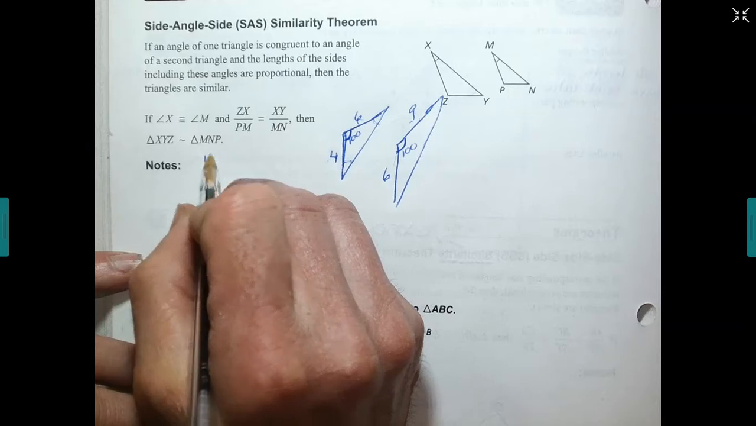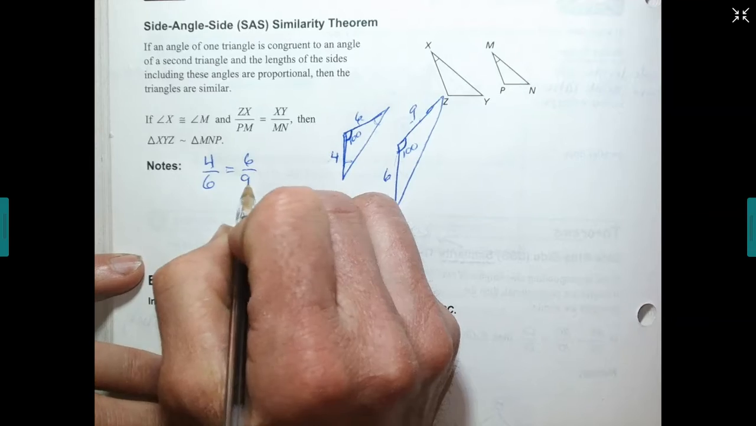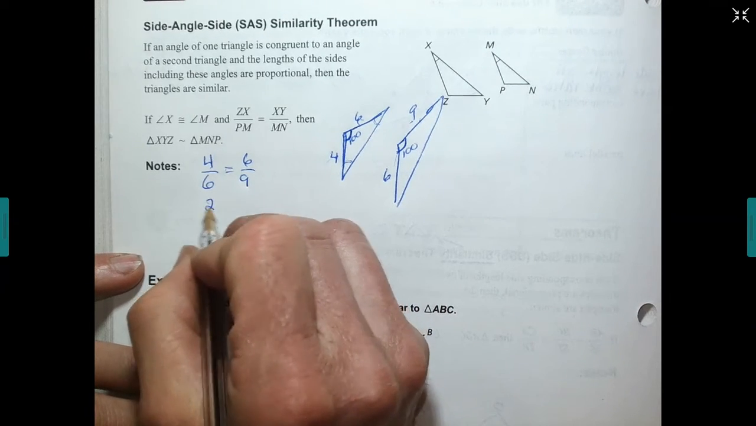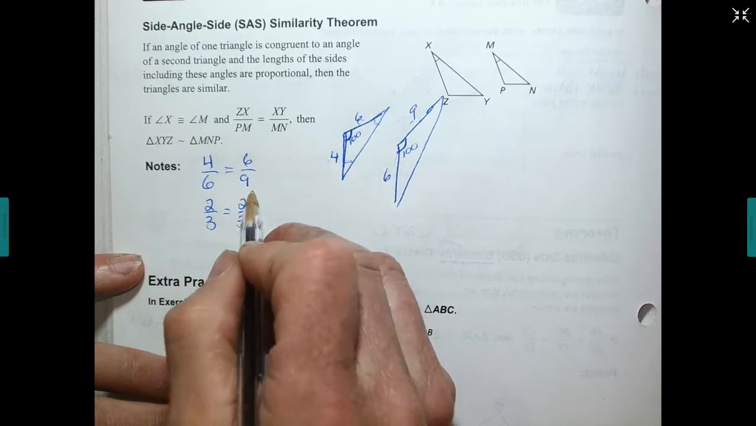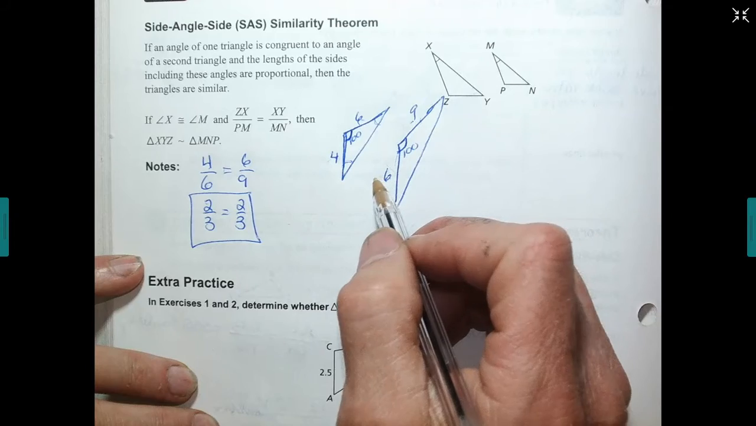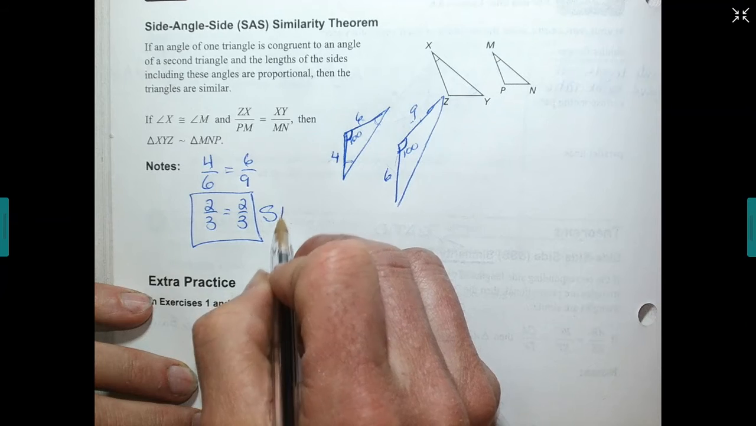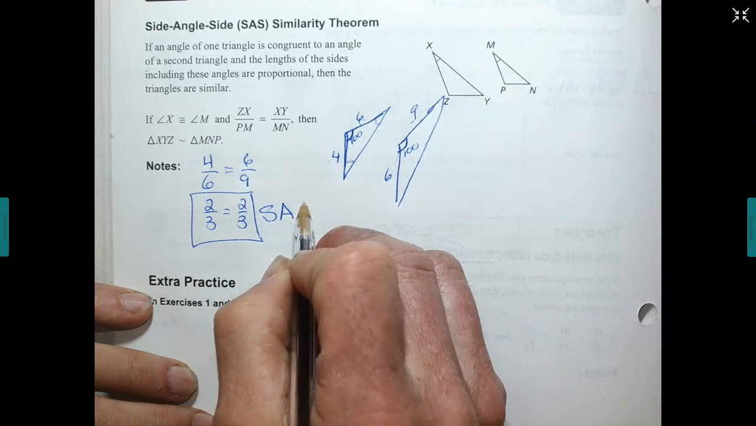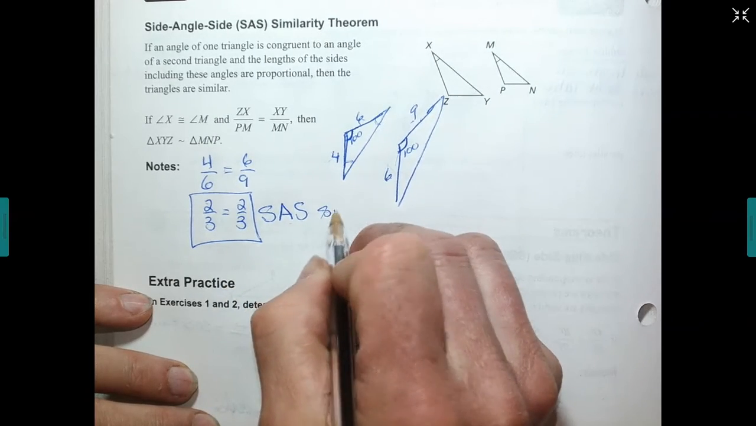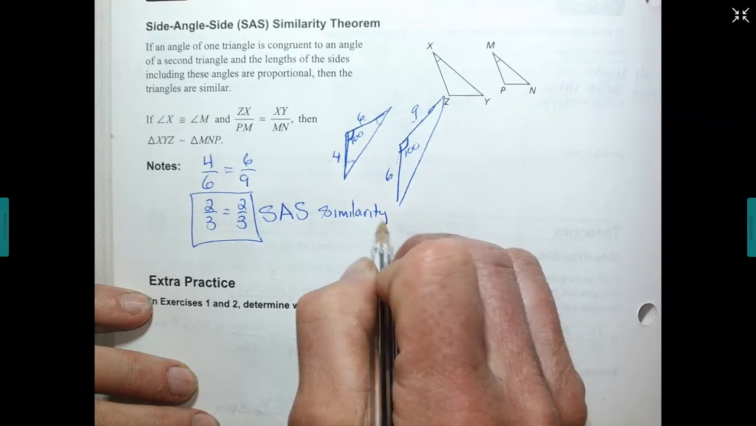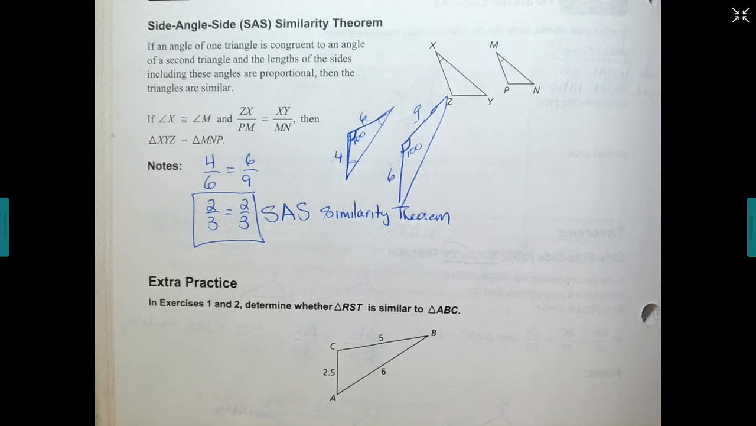So 4 to 6, there's that. And then does that equal 6/9? Divide both those by 2, I get 2/3. Divide both those by 3, I get 2/3. So my ratio for two of the side lengths is the same, and my angle is the same. So side length ratio same, angle is the same, side length ratio is the same. So I have side angle side similarity theorem. There you go. That's how you do it.